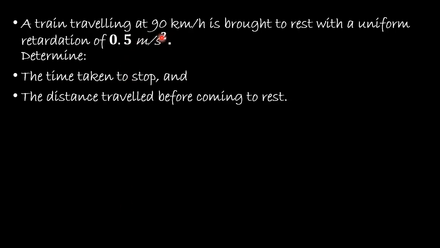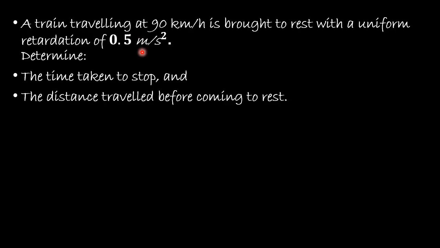It says the train is traveling at, so that means this is our initial velocity, which is 90 kilometers per hour. We are given uniform retardation. This is the opposite of acceleration. This too is a change in velocity, but here the change is from a higher velocity towards a lower velocity. It's called a retardation, and it's always negative. So the negative of acceleration is retardation.